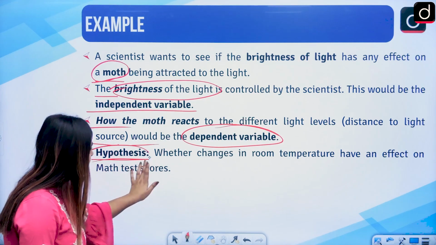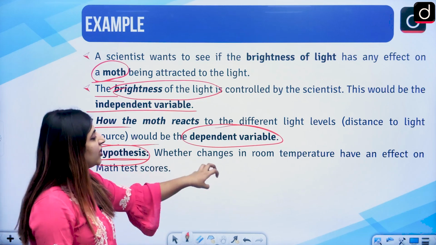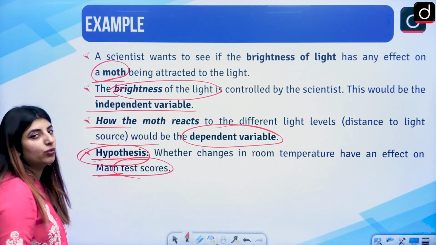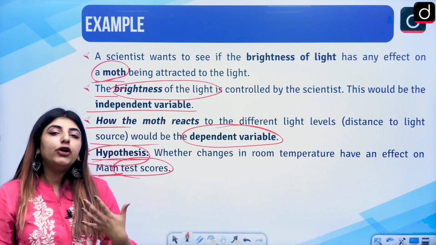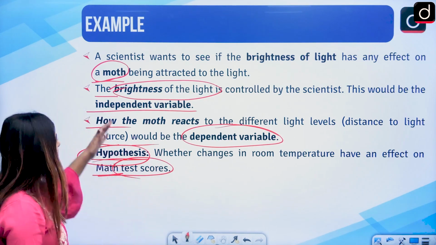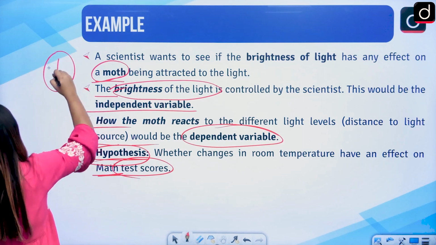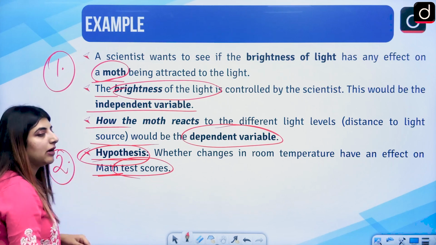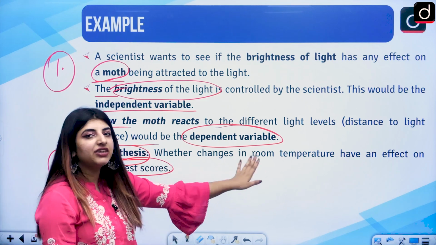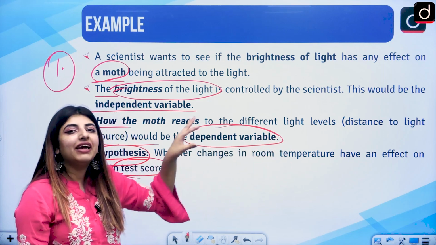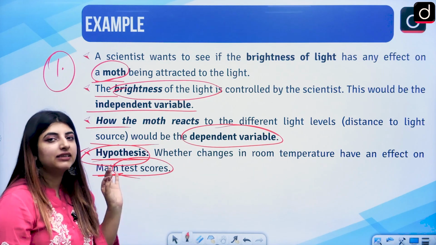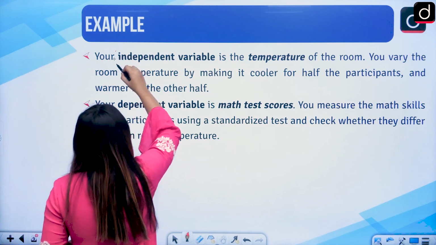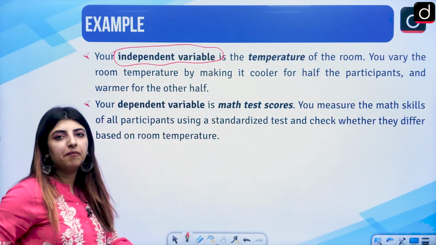Next statement I have here: whether changes in room temperature have an effect on math test scores. So here, what do you think is the independent variable? This is the second example, which talks about the hypothesis of whether changes in room temperature have an effect on math test scores. So of course, right now you all will know that the independent variable is the temperature.